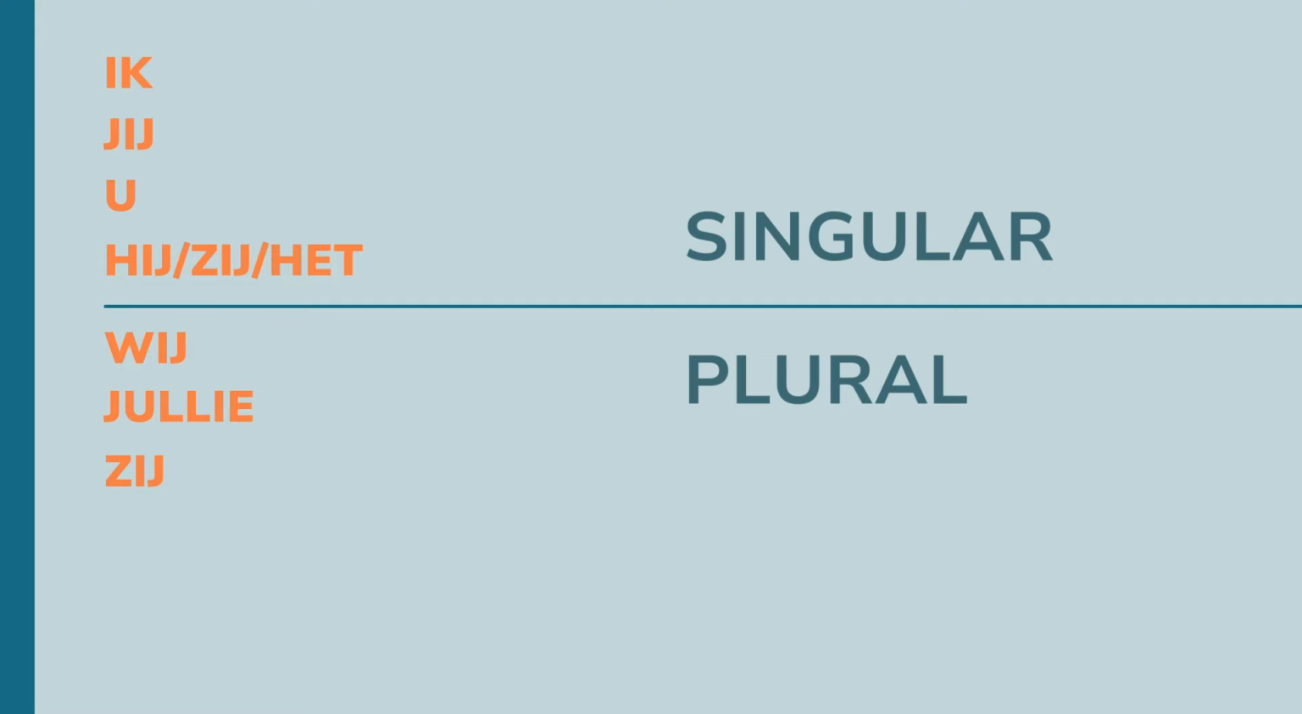We start with an infinitive, which is the basic form of a verb. And for this example, we use the infinitive kijken, which means to watch or to look. The personal pronouns are ik, jij, u, hij, zij, het, wij, jullie, and zij. The first four are singular and the last three are plural.